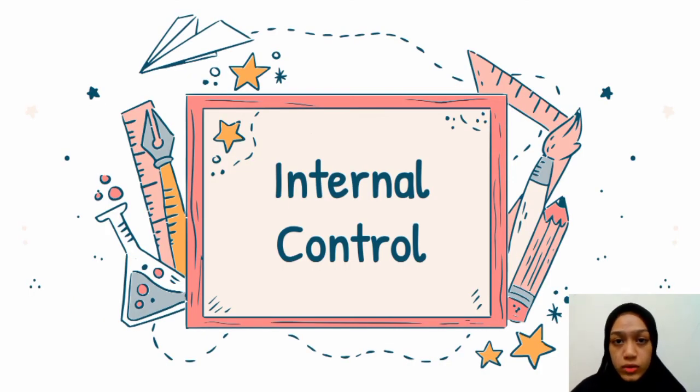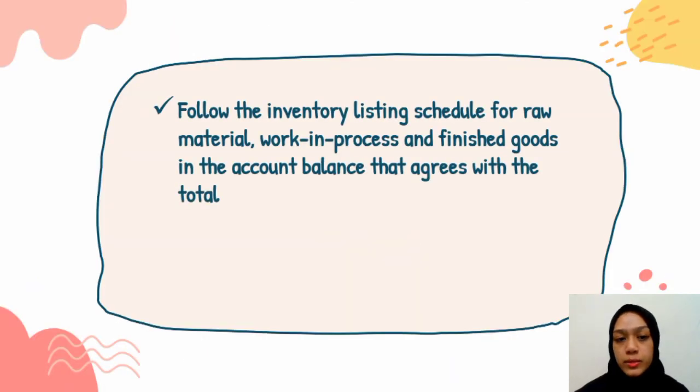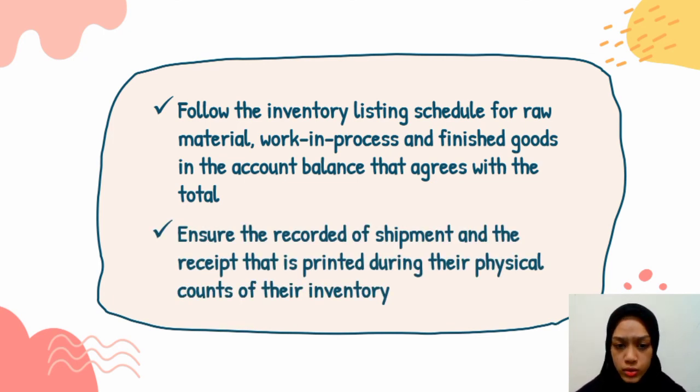Next is internal control. The management has to follow the inventory listing schedule for raw material, work in process, and finished goods in the account balance that agrees with the total. Also, they need to ensure the record of shipment and the receipt that is printed during the physical count of their inventory.